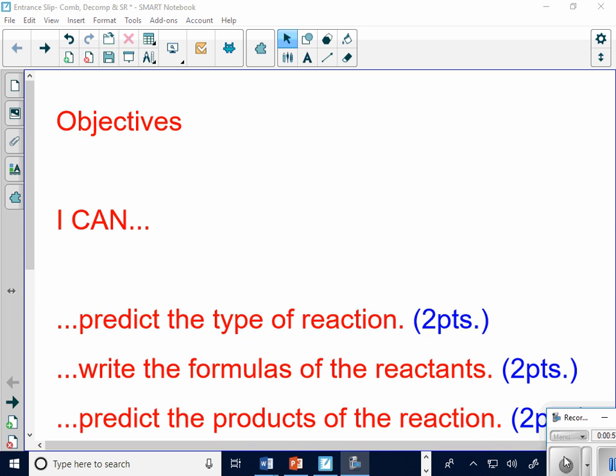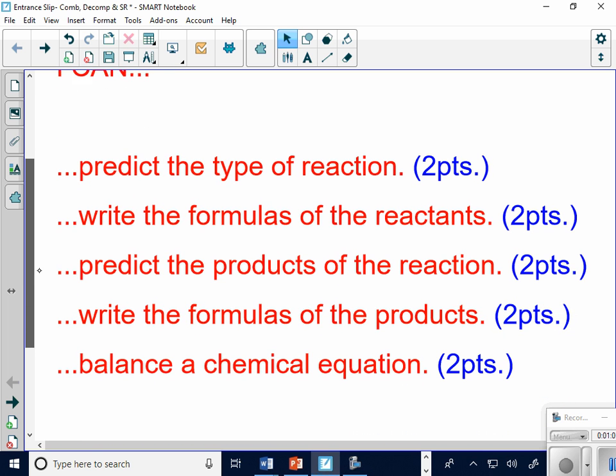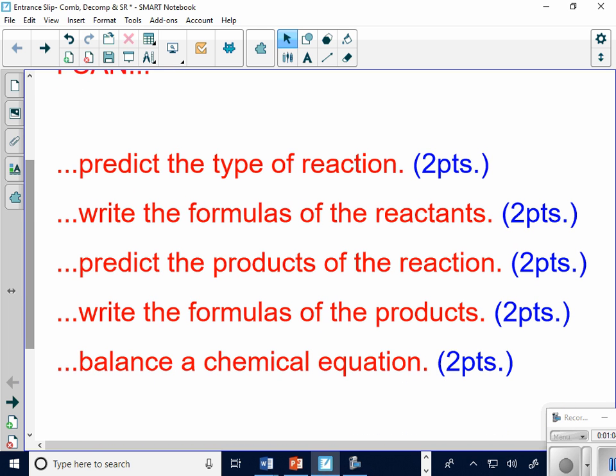Now, let's look at our objectives here. I've got my I can statements here, and we're going to talk about the point values. So, being as good as I am at math, I can see 2, 4, 6, 8, 10. 10 total points for each one of these, had they been graded. So if we do an assessment where you're actually on a test or a quiz, one of these will be worth 10 points.